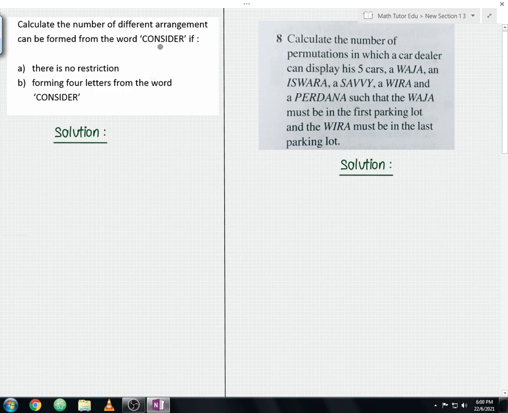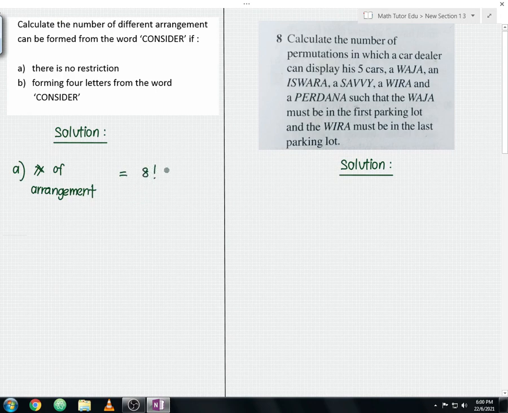Let us count together, guys. 1, 2, 3, 4, 5, 6, 7, 8. As you can see here, there are 8 letters that form the word "consider". So you need to come up with different arrangements within those 8 letters, and there is no restriction at the same time. So from here, the number of arrangements will be equal to 8 factorial.